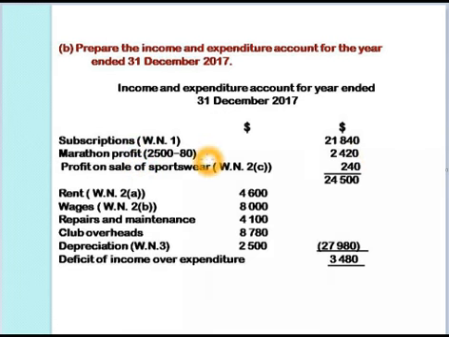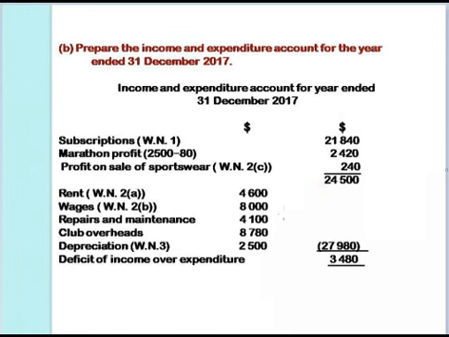And then profit on the sales of sports equipment, which we have calculated in the second working notes, and when we add all this, it will be the income for the club for the period of 1st January 2017 to 31st December 2017.